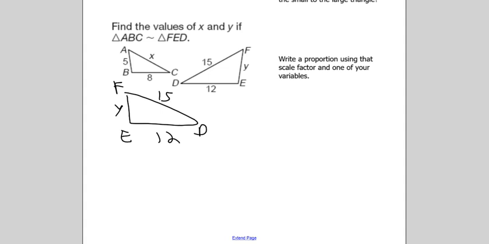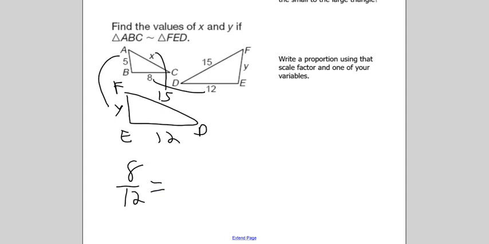Now, what does X have to be? Well, first off, you have to find what numbers you have on both. 5 corresponds to Y, that's an unknown. X corresponds to 15, that's an unknown. So my only numbers I have are 8 and 12. I like to call that my magic ratio.